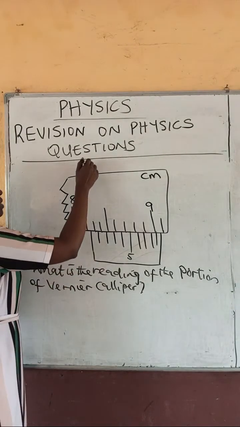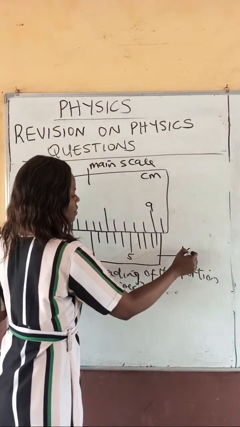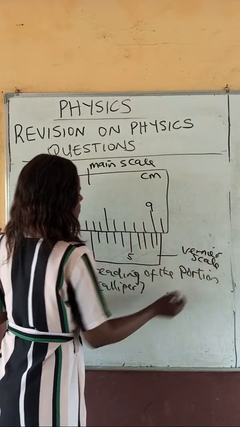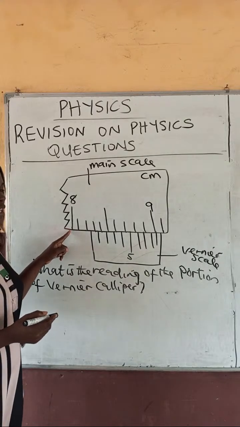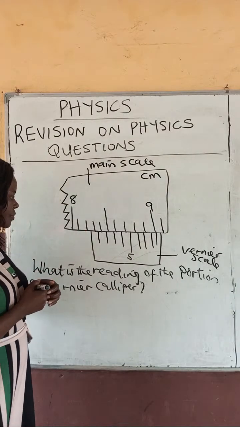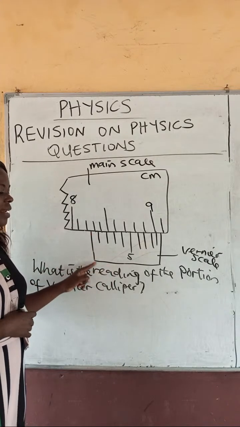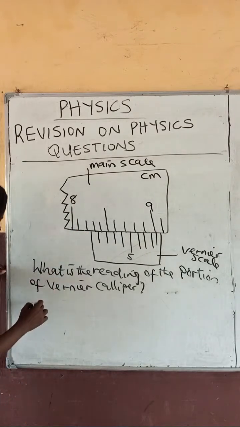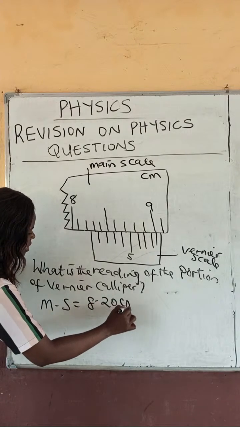Now, this is the main scale. Why this is what? Vernier scale. Okay. So, for you to read this main scale, if you start from here, this is 8.0, right? 8.1, 8.2. After 8.2, we saw this Vernier scale. So this reading will end here, right? So the reading of main scale is what? 8.20. So I will say main scale is equals to 8.20 centimeter.